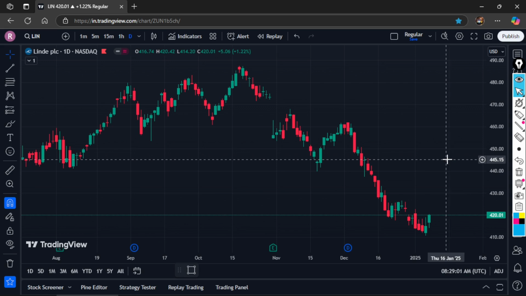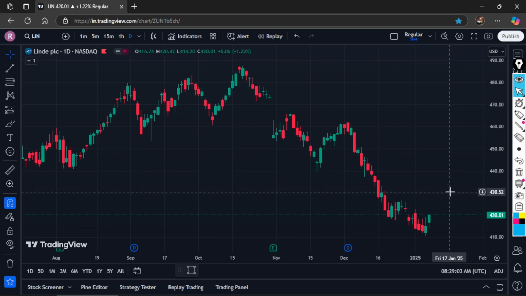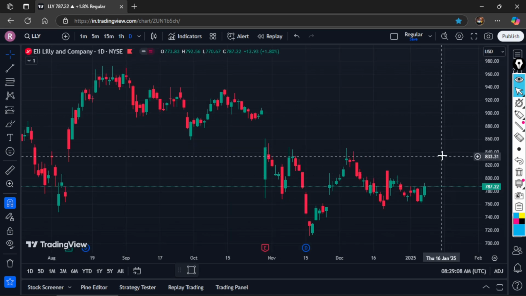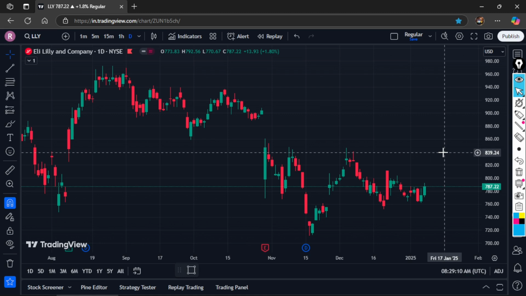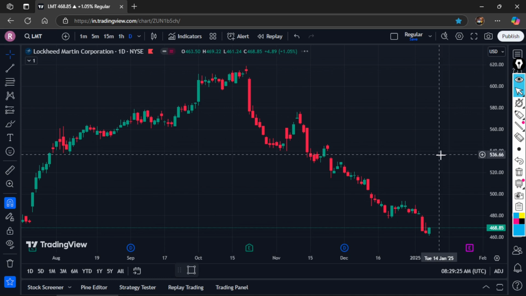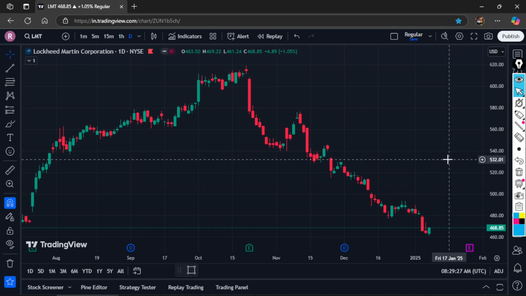Here in Lean, I am not interested in buying and selling. No view on this. We just wait and watch. In LLY, I am not interested in anything. I am just interested that if it opens gap down and goes downside, then I am interested in the selling side. Other than that, I am not interested in the buying side here for now. Sometime here in LMT, I am not interested in anything. We are just going to wait.